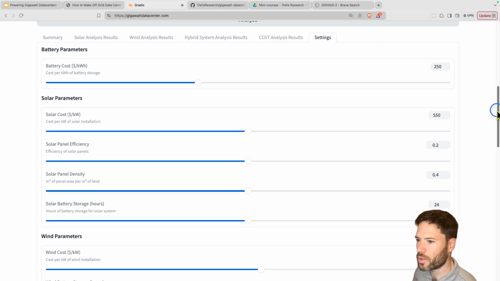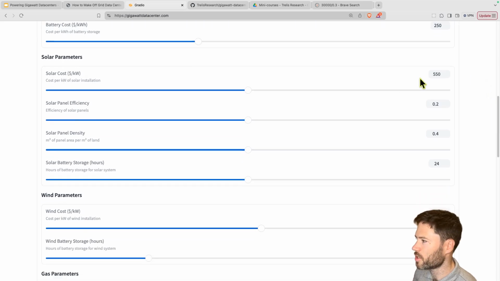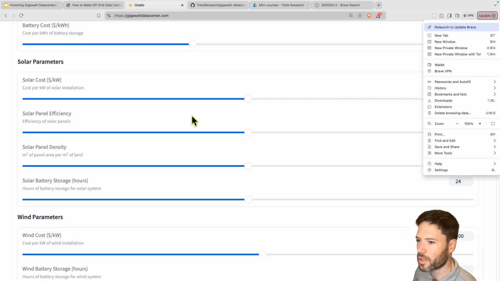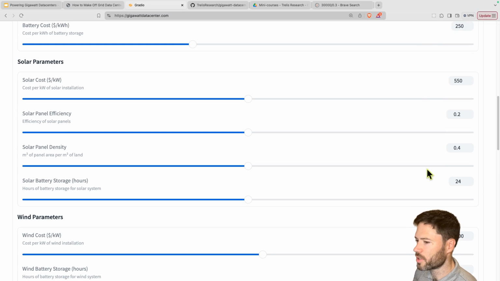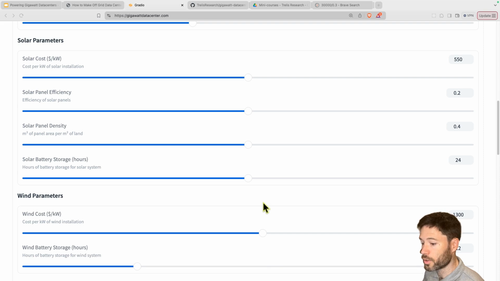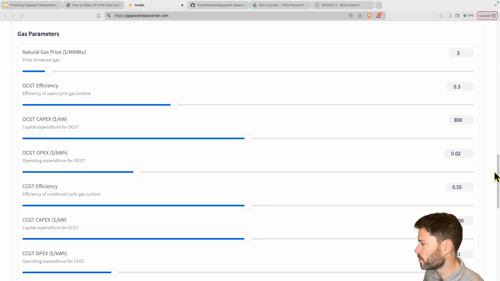And I'm going to go to the solar panel parameters. You can see my solar cost is $550. Let's see if I can increase my font size just a little. The solar panel efficiency, density, that's 1/2.5, which I talked about. And then the 24 hours of storage. And there's one parameter I need to change here, which is whether or not we're going to allow gas to be used. Just scrolling down here now, I need to change the cutoff.